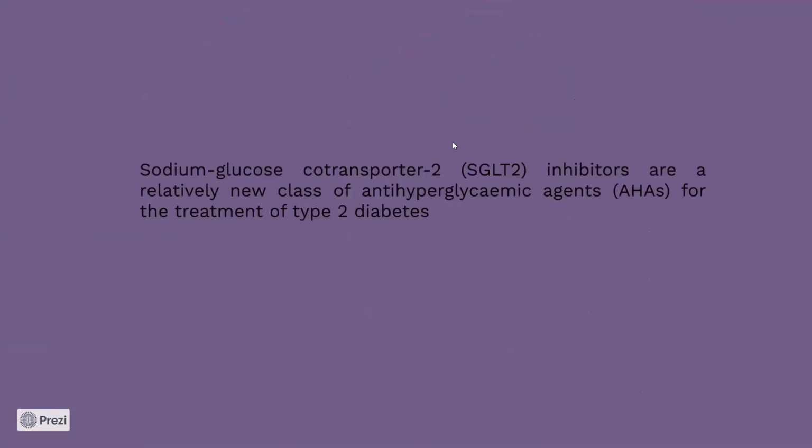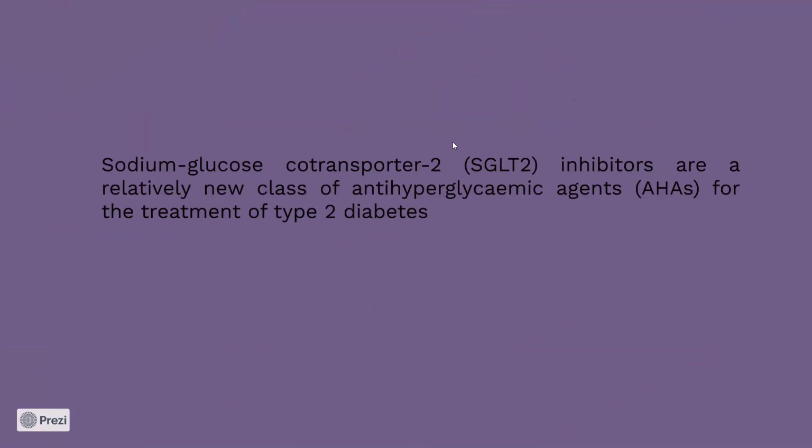Dapagliflozin. Sodium glucose transporter 2, SGLT2 inhibitors are a relatively new class of anti-hyperglycemic agents for the treatment of type 2 diabetes.